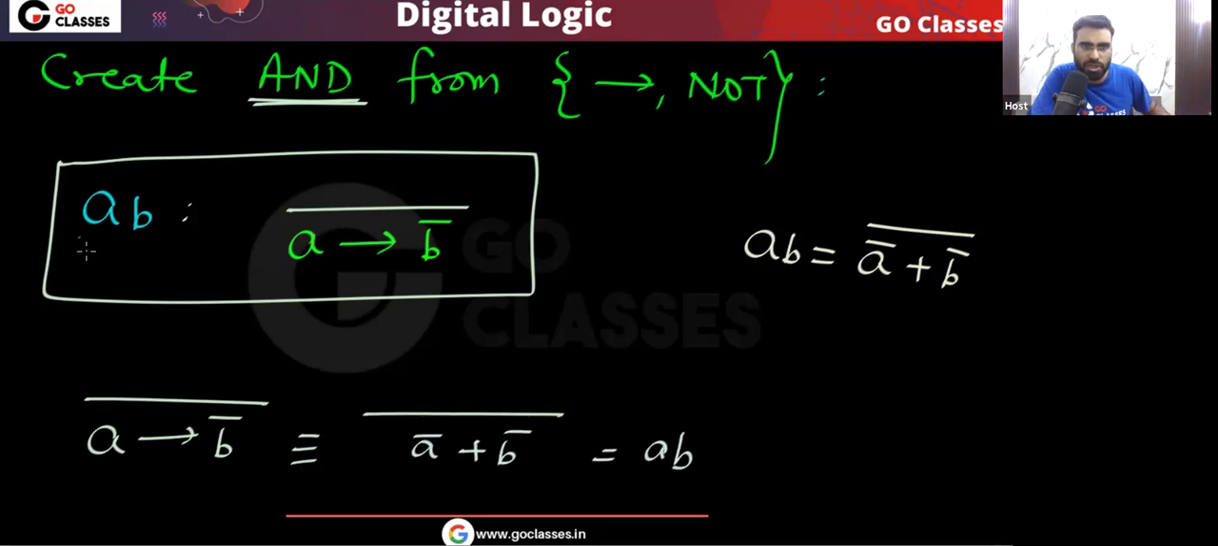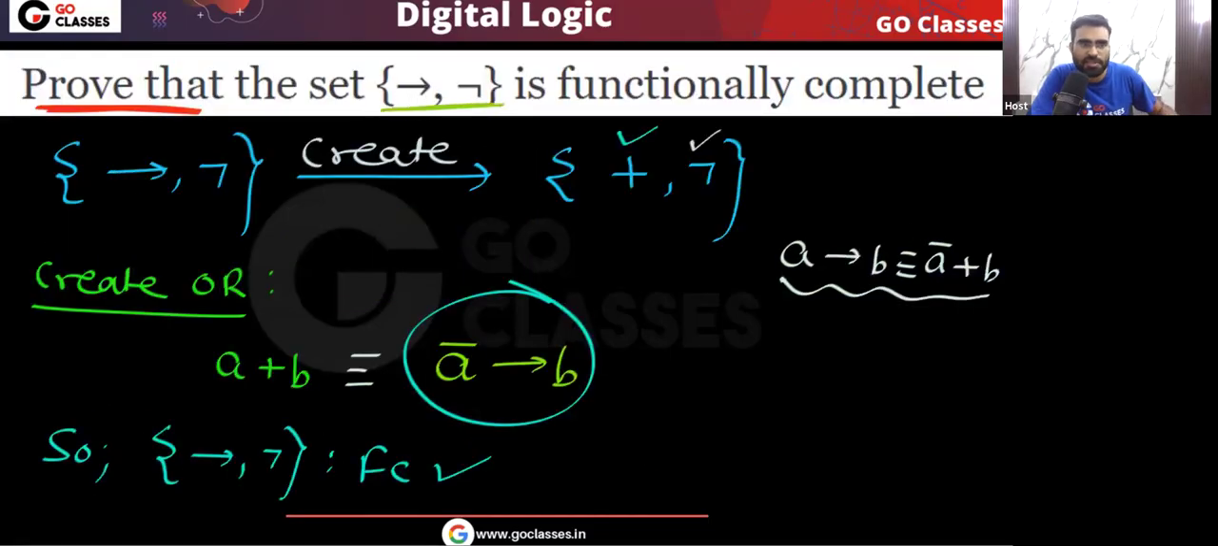Yes or no? So did you notice I can create AND gate with the help of only these two operations, implication comma not. I'm not using anything else. So this is how I can create AND gate also. This AND operation also I can create with the help of only these two operations. So this is the final result that this is functionally complete.